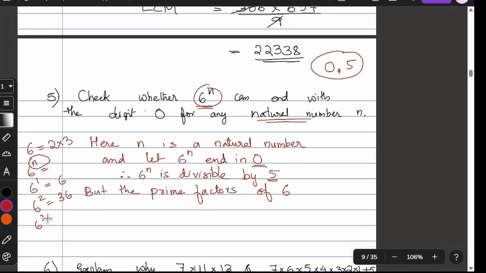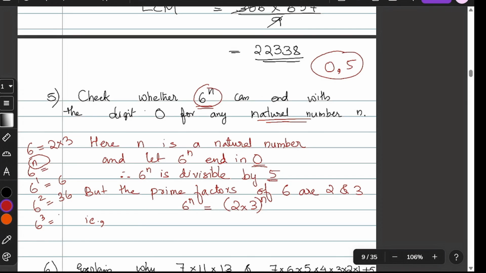Again, 6 raised to 3 is going to be 6 into 6 into 6. That final number will obviously end in 6 only. Correct? But the prime factors of 6 are 2 and 3. Therefore, 6 raised to n, I can write as 2 into 3 the whole raised to n. That is, in the prime factorization of 6 raised to n, there is no factor of 5, right?